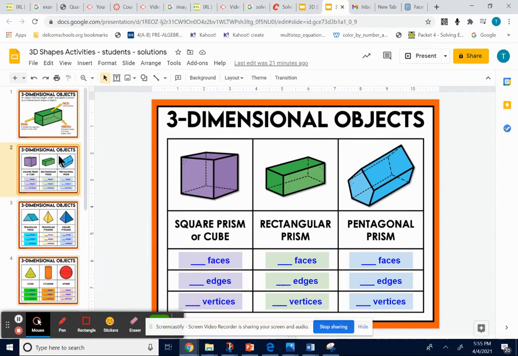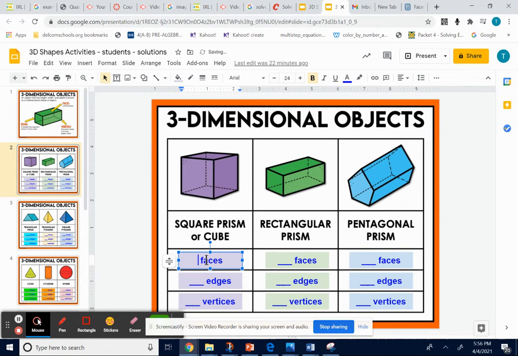For a square prism or a cube, if we wanted to count up all the faces, here's one in the front and the back. There's one on the right, one on the left, one on top, and one on the bottom. So there's 6 faces.